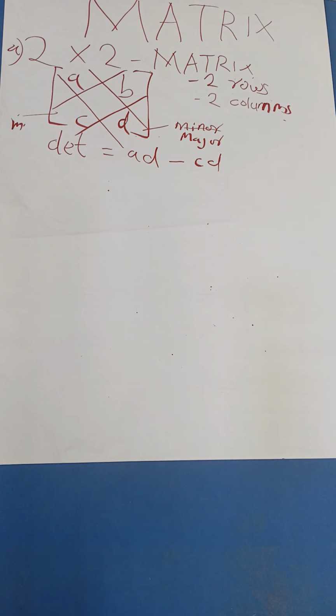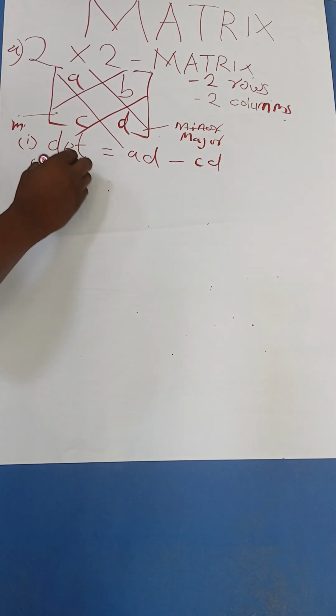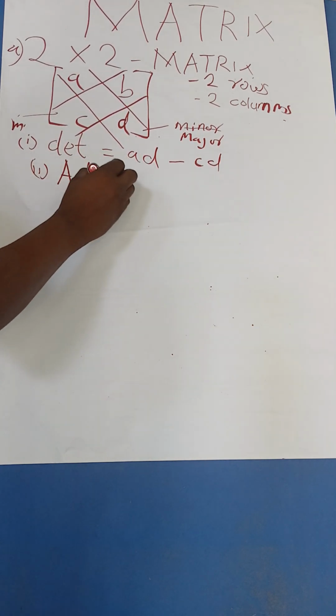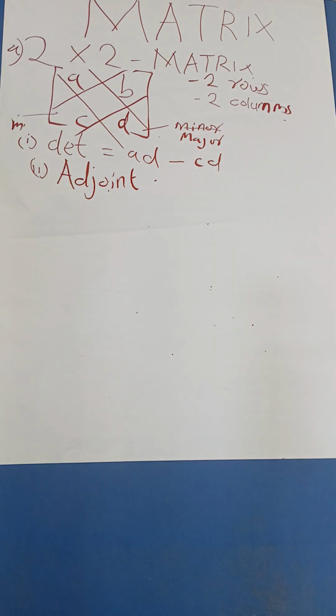Another thing for us to get, 1, to get the determinant. 2, we have to learn how to get something called the adjoint. Why do we get the adjoint? Because to get an inverse, you take the determinant and multiply by the adjoint for you to get the inverse of the matrix.